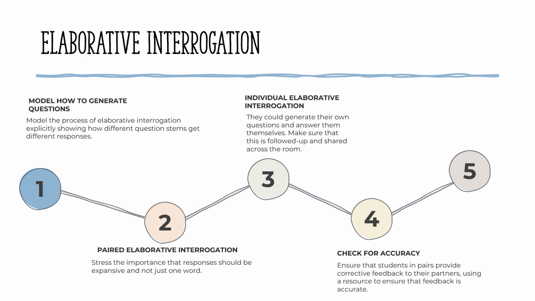The fourth stage of it then is to check for accuracy. So we need to ensure that the students in pairs are providing that corrective feedback to their partners, that they may be using a resource to ensure that feedback is accurate. So that could be some success criteria, it could be a modelled response that's been shared previously. Here though, where they might be working individually, again it might be that they are making sure by checking their responses with their notes, or again any other sources, to make sure that their recall is as accurate as possible.